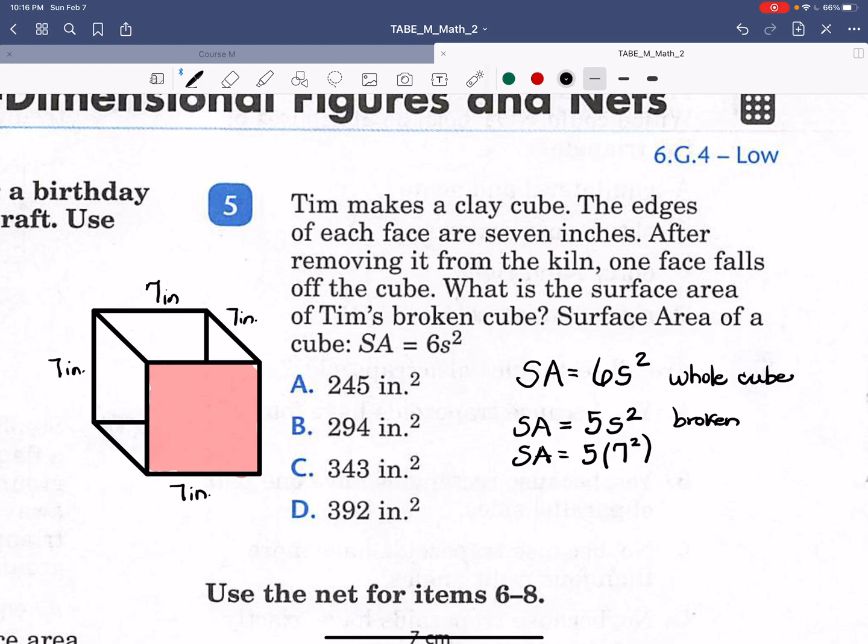Now remember your order of operations. Exponents come before multiplying. So 7 times 7, that's 49. And then 49 times 5, use your calculator. 5 faces times 49 is going to be 245 square inches.